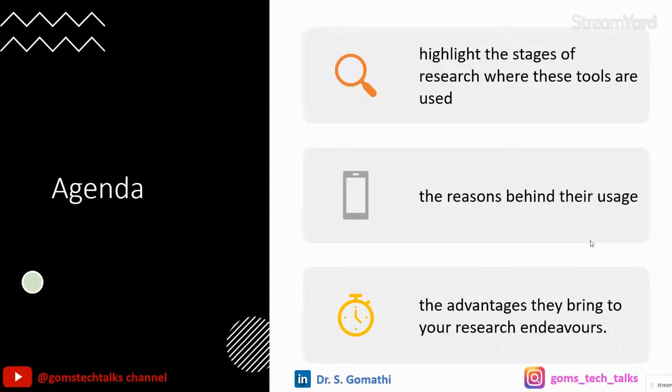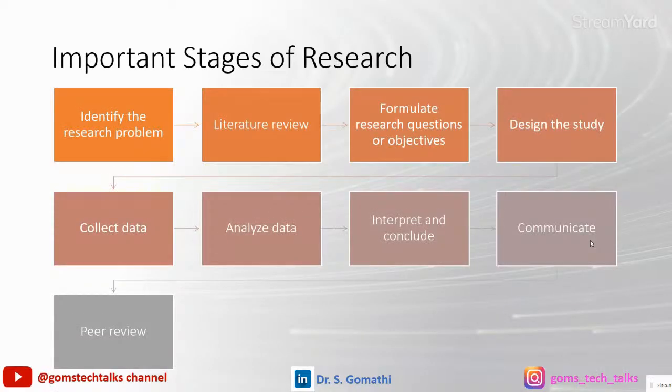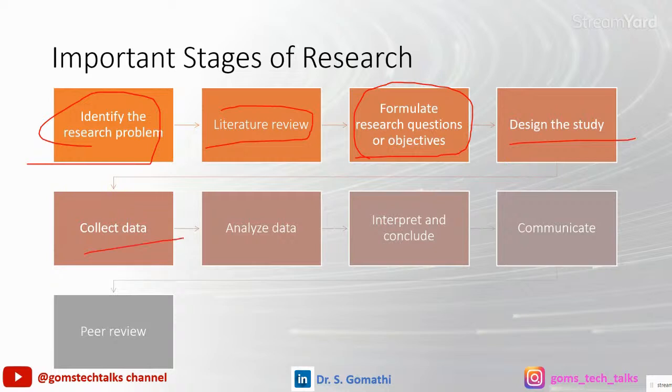This is the agenda of today's session. I'll be highlighting the stages of research where these tools are used, the reason behind their usage, and the advantages they bring to your research endeavors. These are the important stages of research. As a researcher, we all know that we have to start with identifying the research problem, and then we have to do the literature review. We have to formulate the research questions or objectives. We have to design the study, collect the data, analyze the data, interpret and conclude it, communicate in a better way, and finally we have to do the peer review. Not only us, once we submit a paper to the journal, they'll be doing the peer reviews as well.